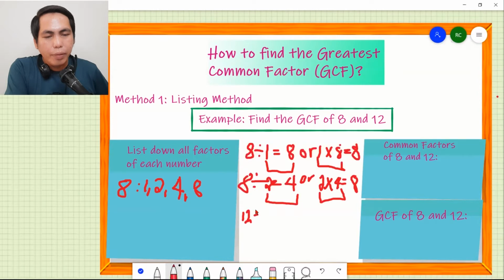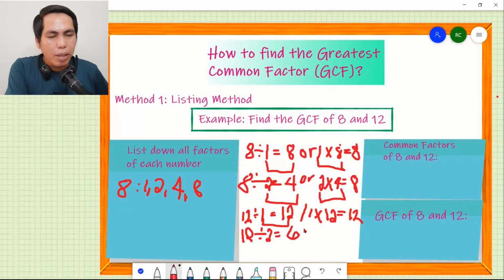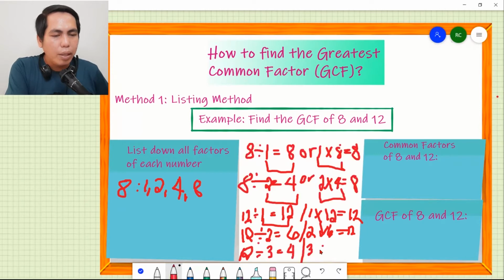So 12 divided by 1 will give us 12, or we have 1 times 12 is equal to 12. So 1 and 12 are factors of 12. Aside from 1 and 12, we can also divide 12 by 2 to give us 6, or you have 2 times 6 will also give us 12. So 2 and 6 are also factors of 12. And finally, we have 12 divided by 3 to give us 4, or we have 3 times 4 is equal to 12.